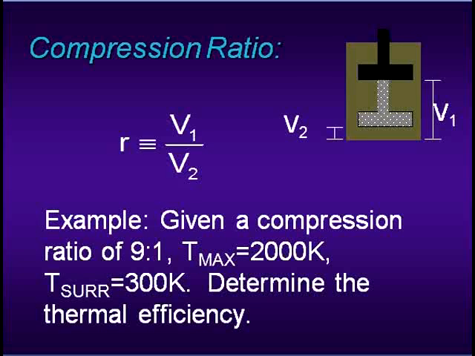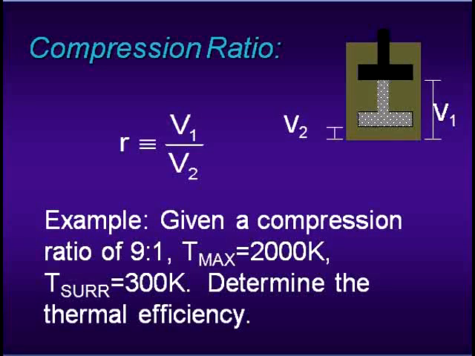Now we have to define a thing called the compression ratio. In piston cylinder engines, that's the ratio of the volume at state 1, or the volume when the cylinder is wide open, to the volume after the piston pushes down into the cylinder and compresses the air. This small volume here, V2; the compression ratio is the ratio of those volumes. A typical compression ratio for a gasoline engine would be on the order of 9 to 1.